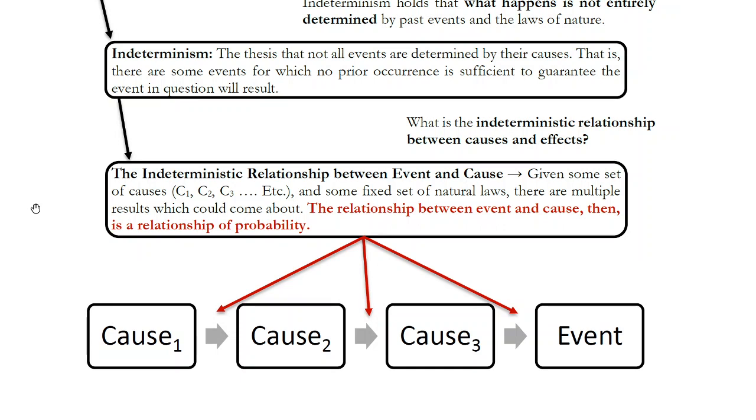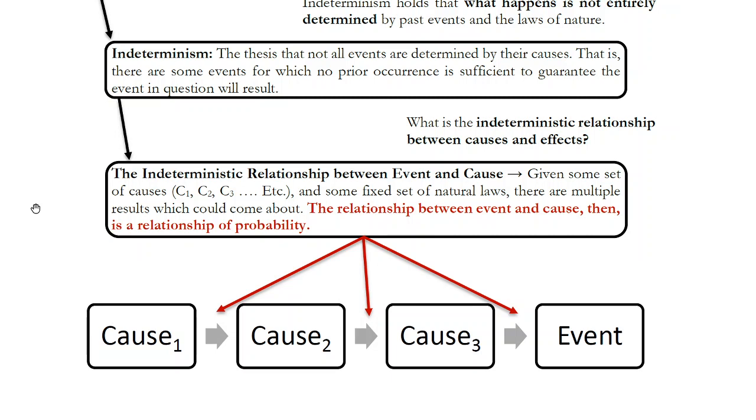Determinism gives us this very orderly, very structured sequence where causes always bring about certain effects. So how is this different from indeterminism? Well, indeterminism is also a thesis about the relationship between cause and effect. But whereas determinism says that relationship is one of necessity, indeterminism says it's a relationship of probability.